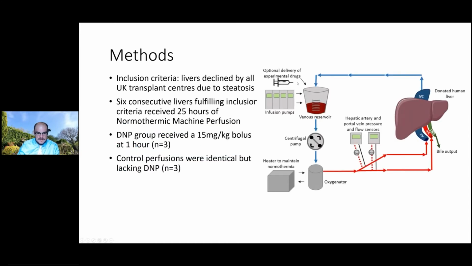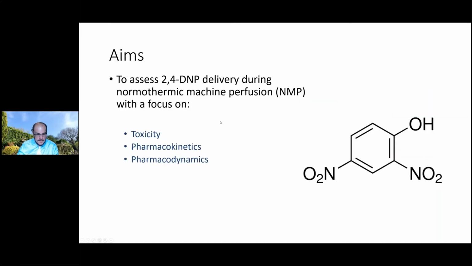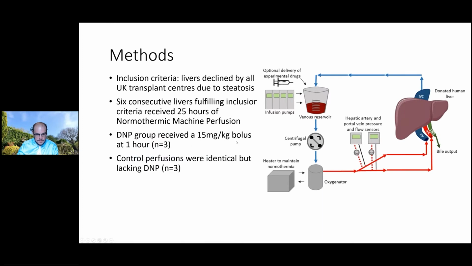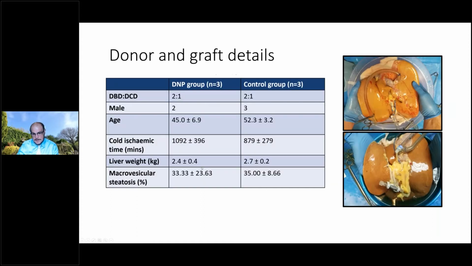And here you can see that we've got a similar circuit to what I described, but we've got 6 livers that were declined by all centers due to steatosis or being fatty. And they were then exposed to 25 hours of normothermic machine perfusion with one group getting a bolus of DNP at 1 hour and the control not. And we can look here at the donor details. There were no statistical differences between groups. And here's some images of what the livers look like. So these are quite fatty livers that we're looking at in these perfusions.